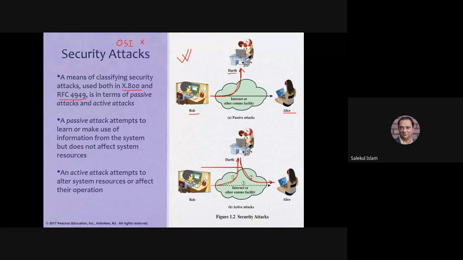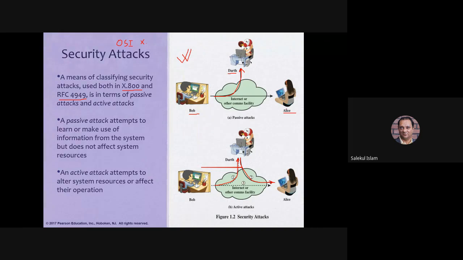So maybe Bob is sending something in encrypted form to Alice. Now we can say, even if Dart can capture those encrypted messages, Dart cannot understand. Why? Because this is encrypted. But even then, Dart can perform some kind of analysis. Say, what types of traffic is this?